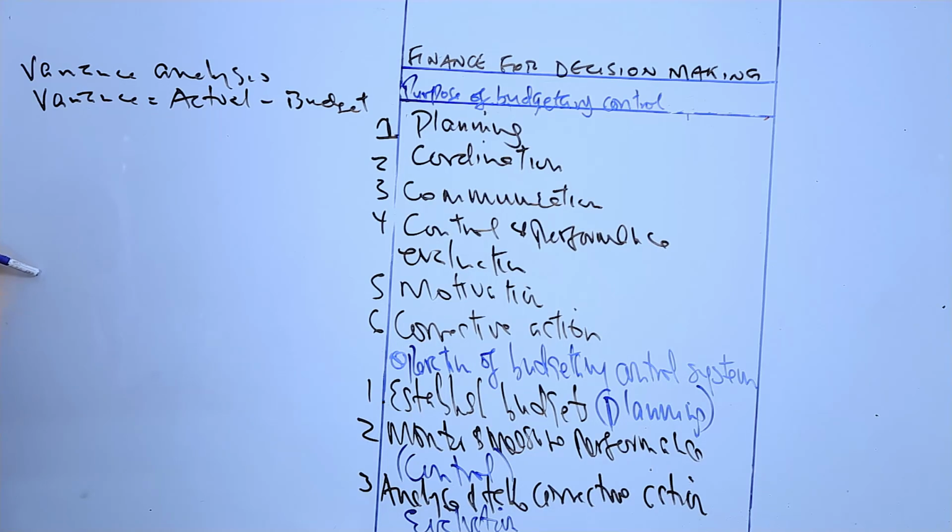Actual minus budget will give us variance. We have an unfavorable variance or a favorable variance. An unfavorable variance occurs when actual costs exceed budgeted costs, or actual revenue is less than budgeted revenue. That is unfavorable. You may also have favorable variance.